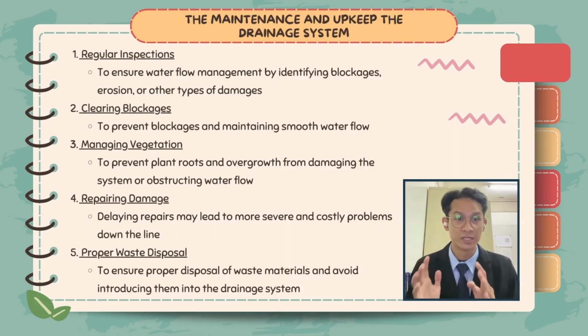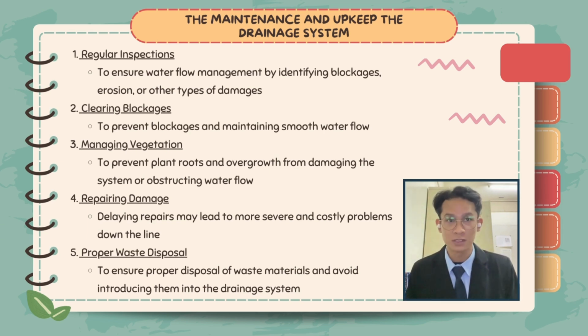Proper maintenance of drainage system is essential for ensuring effective water flow, minimizing the risk of flooding, and safeguarding infrastructure and property from potential damage. Achieving these goals requires ongoing attention to several critical areas.